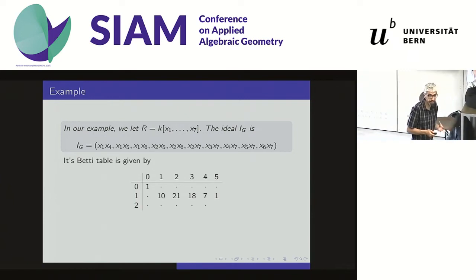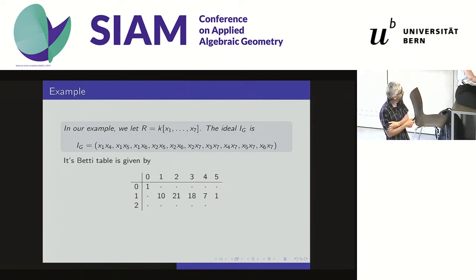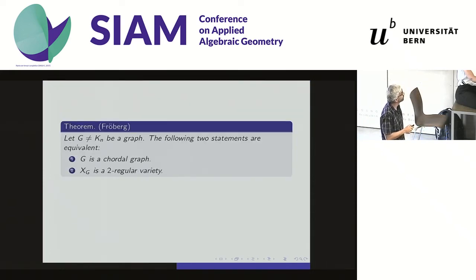And in fact, this statement is true in general. It's a good exercise if you want to understand chordal graphs: just use the perfect elimination order to prove by induction that every chordal graph is 2-regular. That's an easy exercise, and this is quite interesting. What is not so easy, but also true, is that the converse also holds.